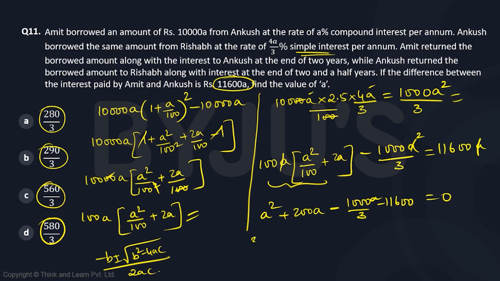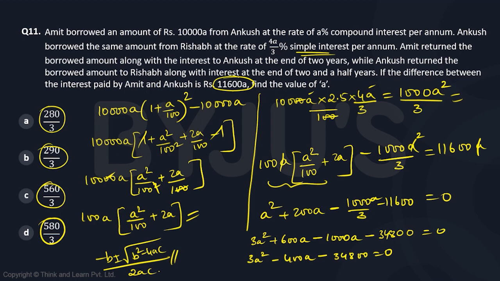Anyway, so this is again 3A square plus 600A minus 1000A minus 34800, so this is equal to 0. So this becomes 3A square minus 400A minus 34800 equal to 0. Now use this formula that we already discussed and write down the values, minus b plus or minus. You can use the formula for it, or you can try to factorize it. Factorization is also possible in this, but again, not going to be very easy to factorize. I would recommend that you use the formula.